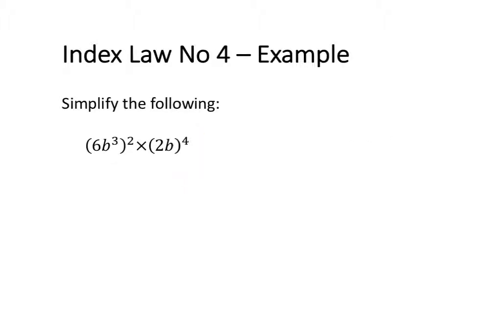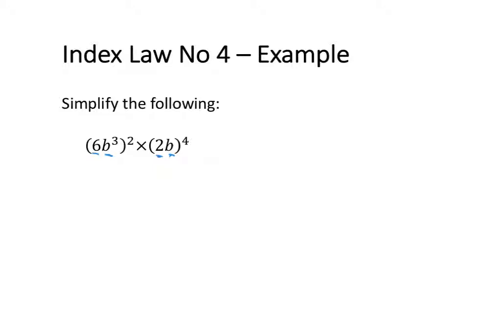So in this example, I want to simplify 6b to the power of 3, raised to the power of 2, times 2b to the power of 4. So my first step is to apply the fourth index law to the brackets. Remembering in my first bracket, I have two separate terms. I've got 6 and a b. And in my second bracket, I again have two separate terms, a 2 and a b. So when I have two terms inside the same bracket, I need to multiply the index for both terms by the power outside.